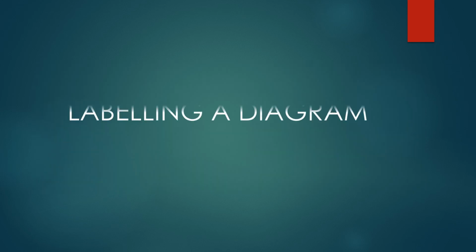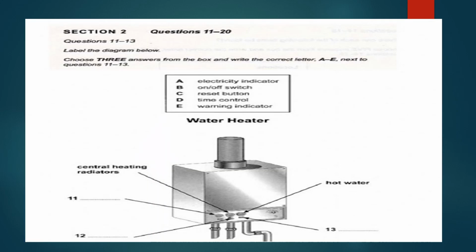Next, we will move towards labeling a diagram. So this is a diagram and you have to label it. Just read the instruction, label the diagram. Okay, so choose three answers. You have to choose only three options from the box and write the correct answer, A to E. You have to select only three options.